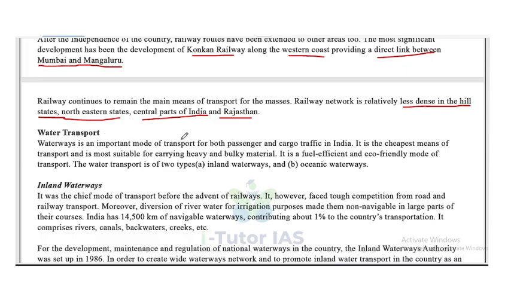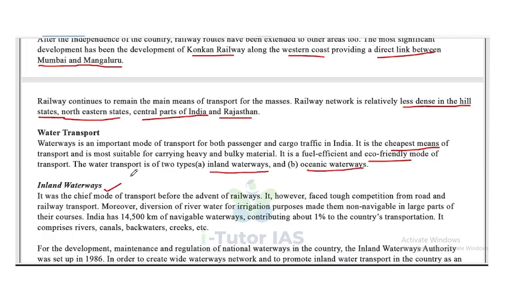Waterways is an important mode of transport for both passengers and cargo traffic in India. It is the cheapest means of transport and is most suitable for carrying heavy and bulky material. It is a fuel efficient and eco-friendly mode of transport. The water transport is of two types. First one is inland waterways and second one is oceanic waterways.